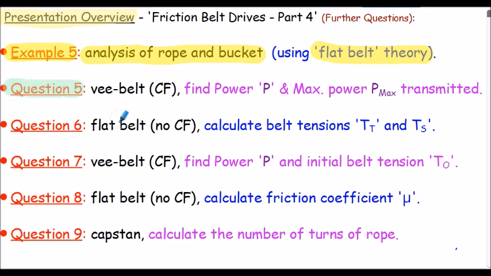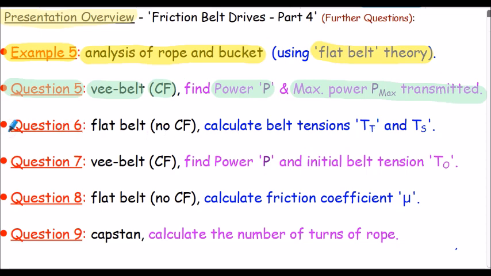Question 5 relates to a vee-belt, where we consider centrifugal effects. We have to determine initially the power that can be generated by the given parameters in the question, and we also have to determine the maximum power that can be transmitted if the belt drive is operating at optimum conditions.